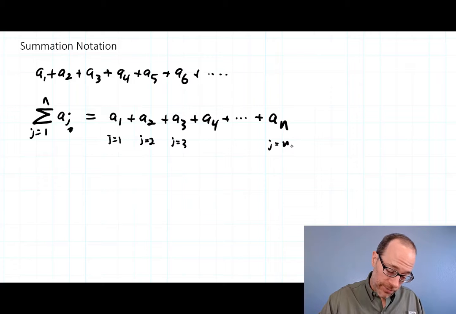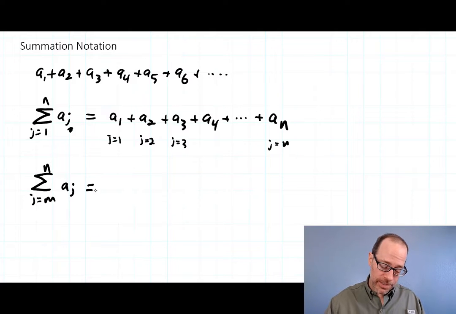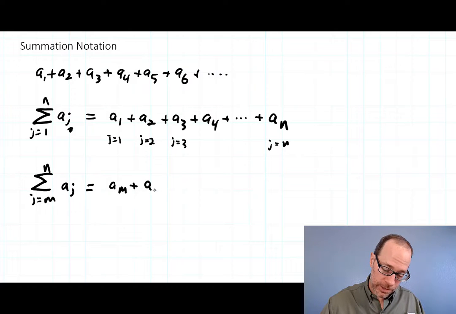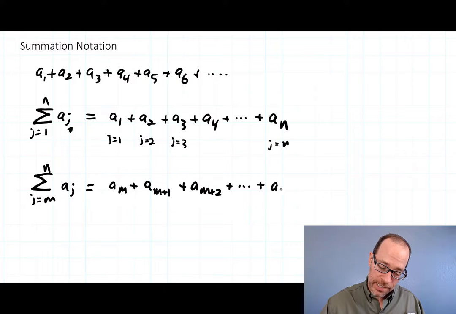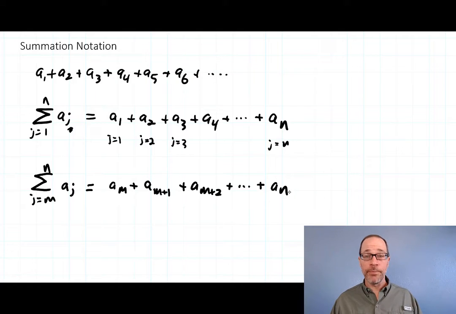More generally, you don't have to start at 1. You can start at any number you feel like. You could start from m to n, and that means you start with j equal to m, so you get a sub m, and then you start increasing it. You increase j to m plus 1, and then to m plus 2, and so forth, and you stop when you get to a sub n. That's summation notation.